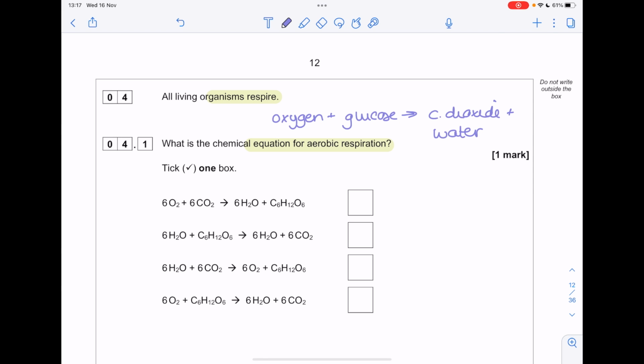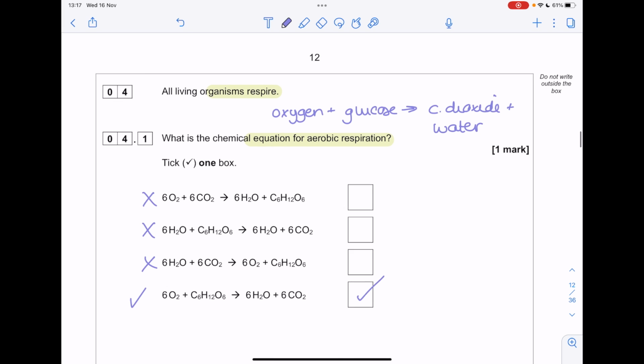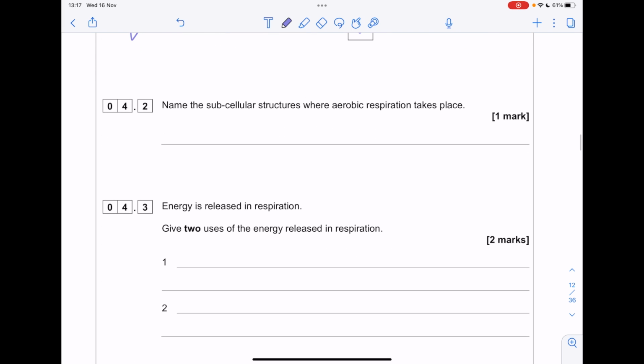So let's look down here and see what we can find. Okay, well there's oxygen and carbon dioxide. So we definitely know it's not that. This is water and glucose. Again, not what I've written. Next up we have water and carbon dioxide. No. But lastly, we have oxygen and glucose forming water and carbon dioxide. It is this one. Name the subcellular structures where aerobic respiration takes place.